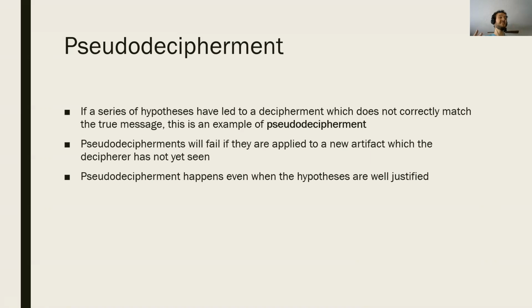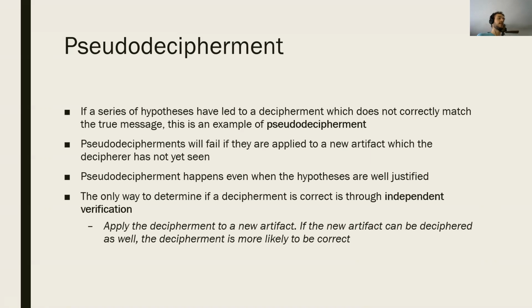Pseudo-decipherments can even happen when hypotheses are well justified. We can make very good educated guesses, but just because we've made a good educated guess doesn't mean that our decipherment is actually correct. The only way to determine if a decipherment is really correct is through the process of independent verification. This basically means applying the decipherment to a new artifact. If the new artifact can be deciphered as well, then that means that the decipherment is more likely to be correct. So independent verification is the way to tell a true decipherment from a pseudo-decipherment.